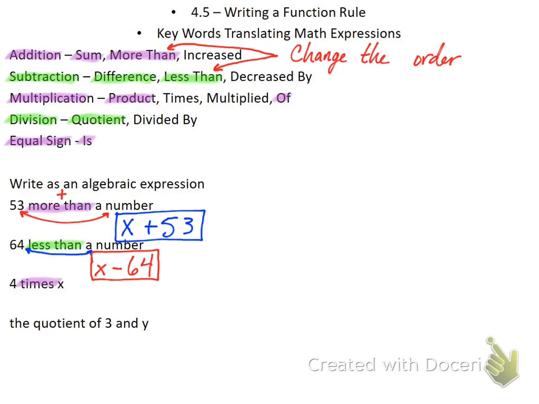Next one, times, again, is multiplication. So you can go 4x or 4 times x. And then the last one, quotient. So again, the quotient of 3 and y. Quotient means division, so I do 3 divided by y. Everything stays in order. When I do quotient, it's 3 and y, so it's 3 divided by y.